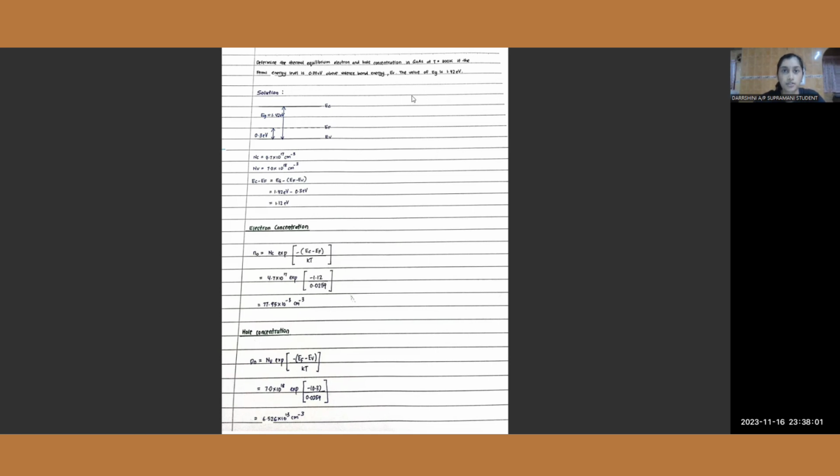In this question, the value of the Fermi energy level and also the value of Eg are given. To solve this question, first we have to find Ec minus Ef.